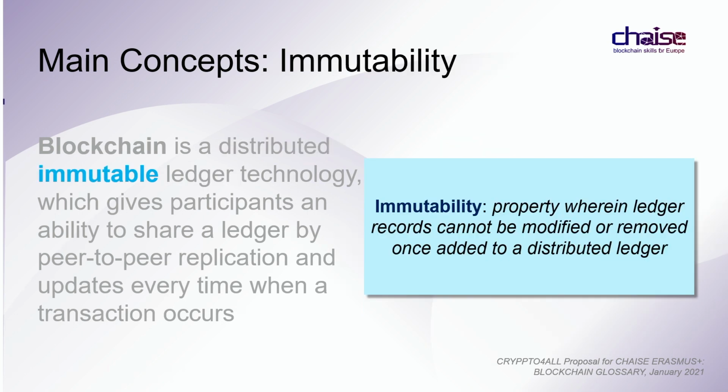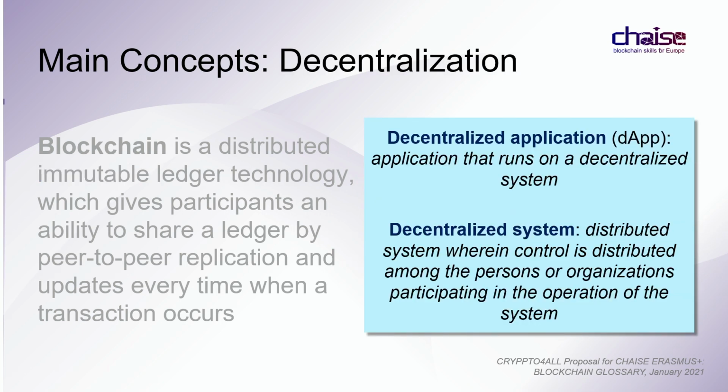Immutability is a property wherein ledger records cannot be modified or removed once added to a distributed ledger. Another blockchain property is decentralization. We speak about decentralized applications, dApps, which are applications that run on a decentralized system. And a decentralized system is defined as a distributed system wherein control is distributed among the persons or organizations participating in the operation of the system.